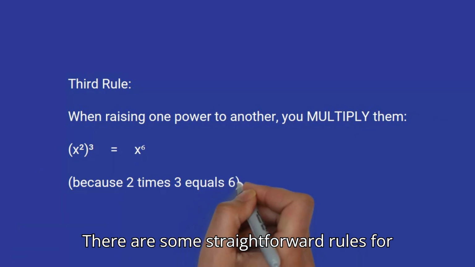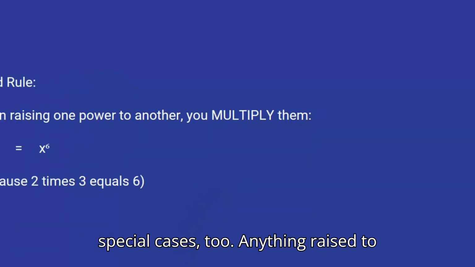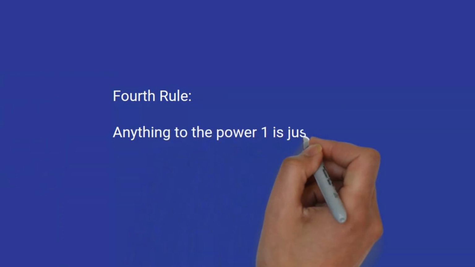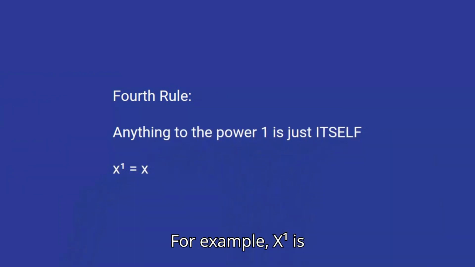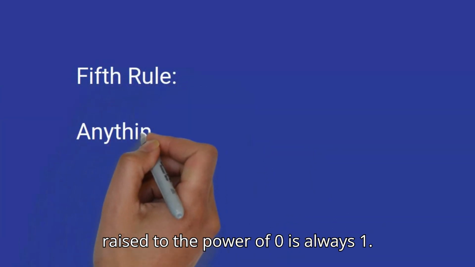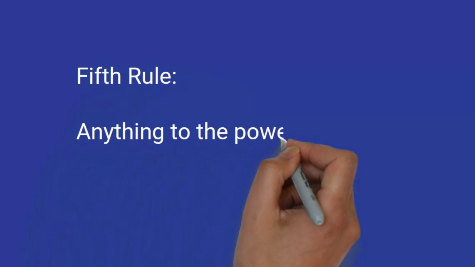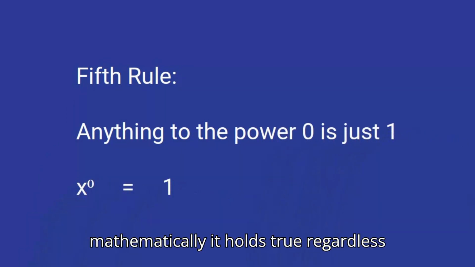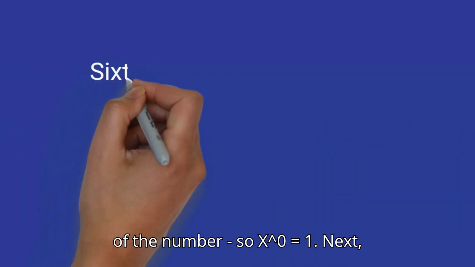There are some straightforward rules for special cases, too. Anything raised to the power of 1 is simply itself. For example, x to the power of 1 is just x. Moreover, any number raised to the power of 0 is always 1. This might seem strange at first, but mathematically, it holds true regardless of the number, so x to the power of 0 equals 1.